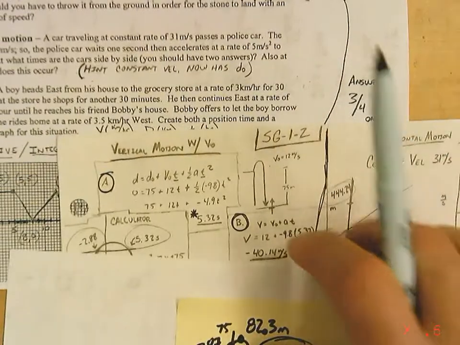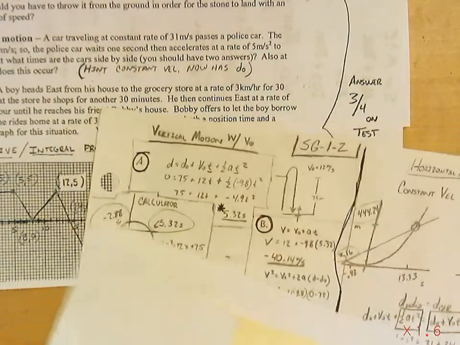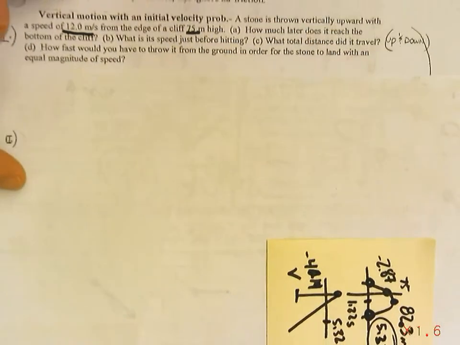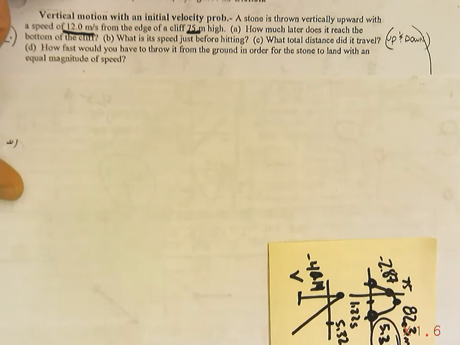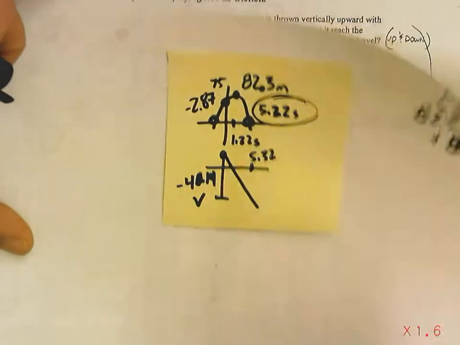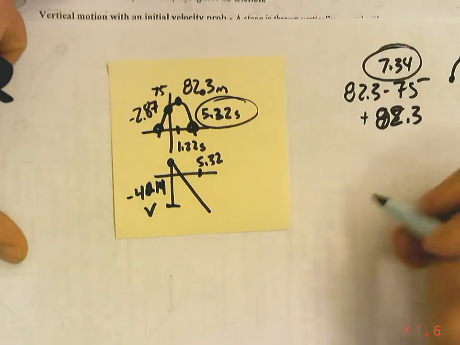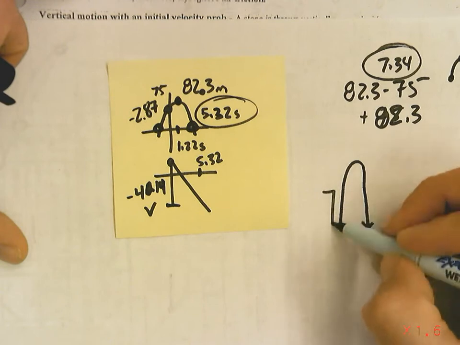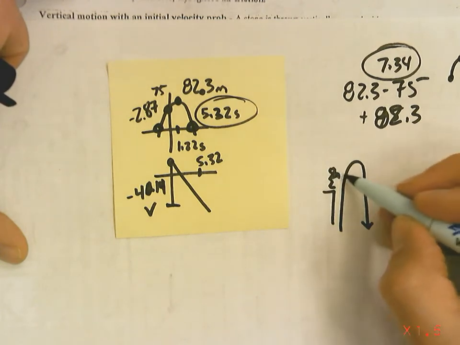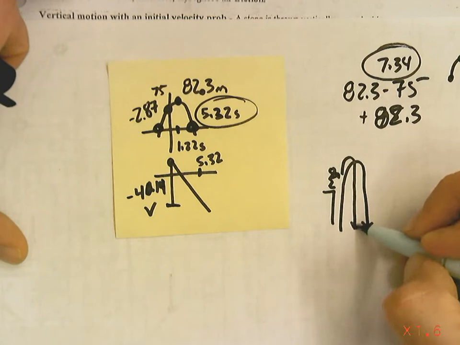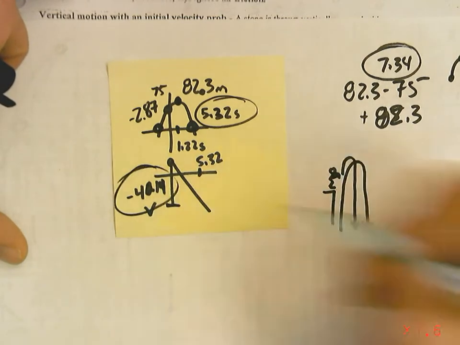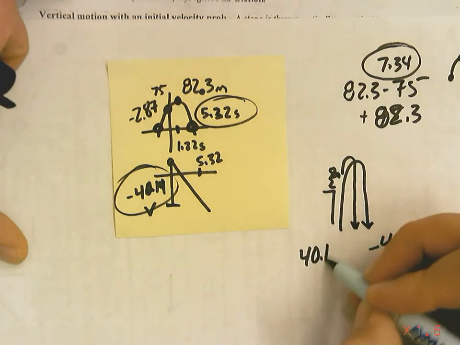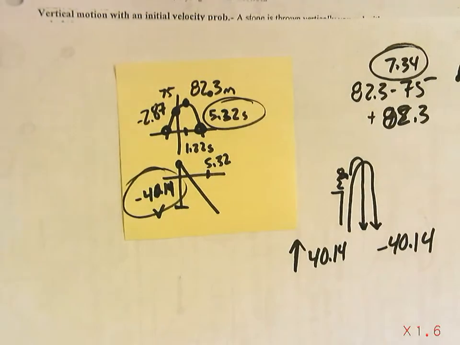D, you actually don't need any math at all. It's just how fast you have to throw it from the ground in order for it to land with an equal magnitude of speed. So if it lands at -40.14, and we wanted to throw it from the ground and go equally as high as before. Remember, before we were up here at 75, throwing it up, right? So if we want to throw it from the ground, we just have to throw it with the same speed it would land with. So if it lands at -40.14, obviously we have to throw it up at 40.14 since gravity's constant. So no math.